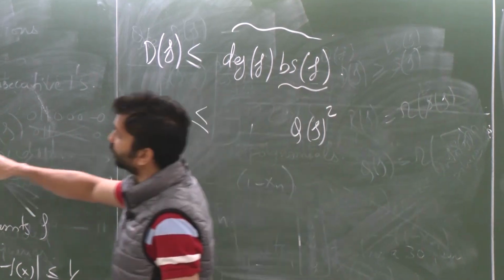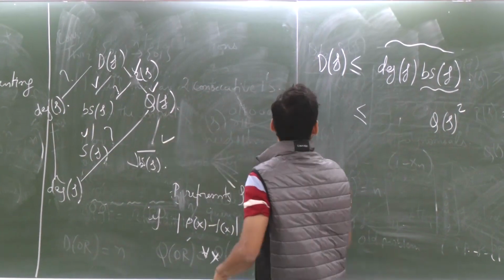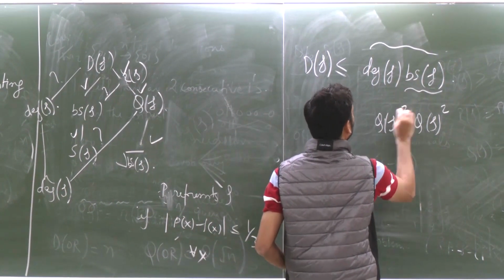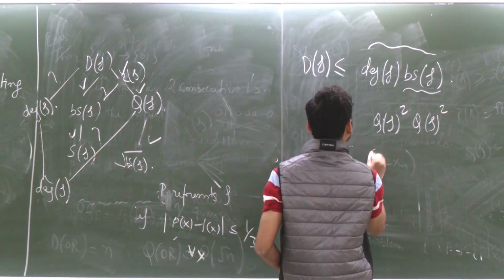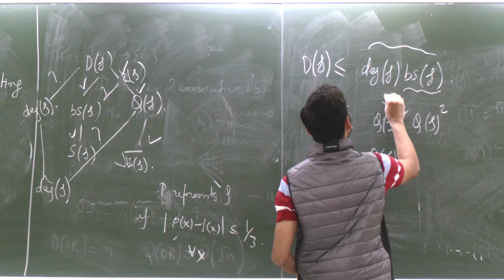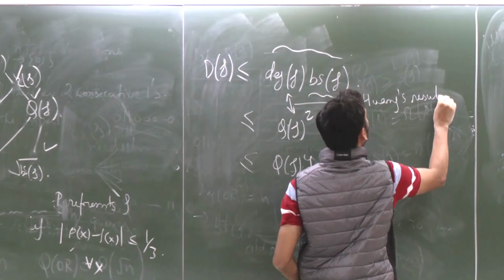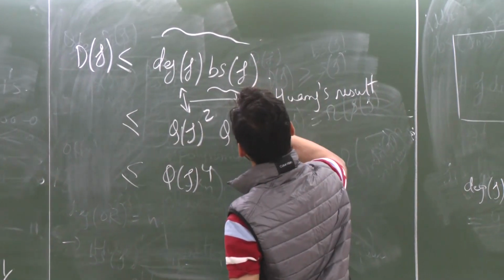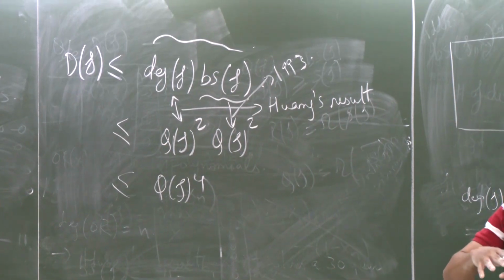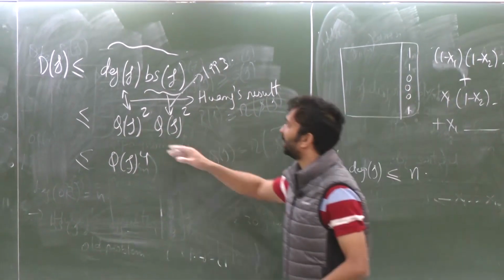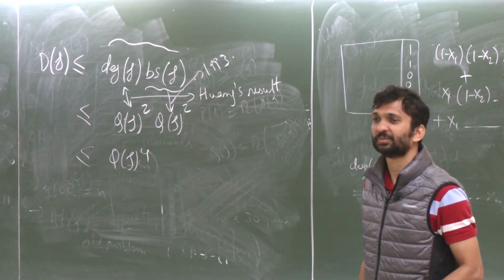And I just told you that square root of degree is a lower bound on QF. So then there will be a QF square here. So this is Huang's result. And this result was like 1993 or something. That's why I'm saying that almost everything was known 30 years back, and then there were 30 more years to kind of prove the remaining things.